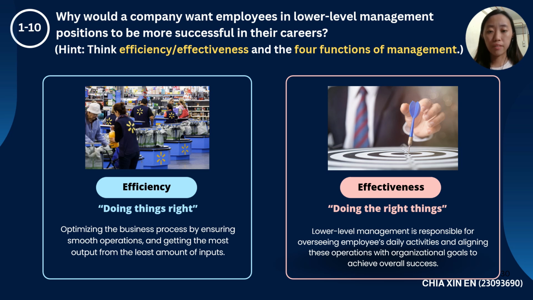Next, we have effectiveness, defined as doing the right things. Lower-level management is responsible for overseeing employee daily activities and aligning this operation with organizational goals to achieve overall success. For instance, if a manager focuses on improving team communication and collaboration, it can lead to better customer service, ultimately contributing to the company's success.